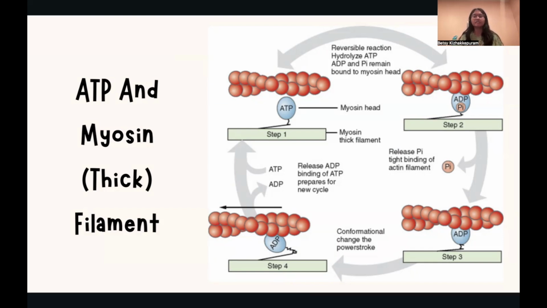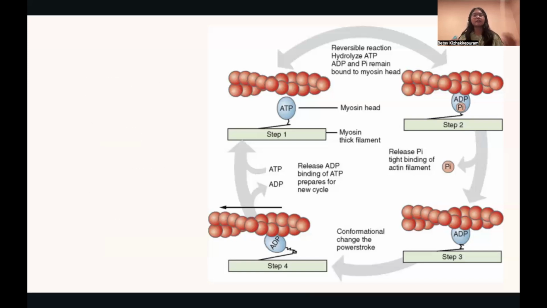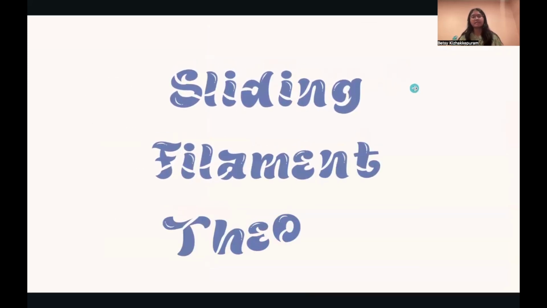However, this low energy state allows it to change the power stroke and it pushes the actin inwards. Later, that ADP also breaks off and it goes back into the cycle of ATP, where it can allow for the muscle sarcomere to keep on contracting, allowing your muscle to actually move. That being said, this causes the sliding filament theory.